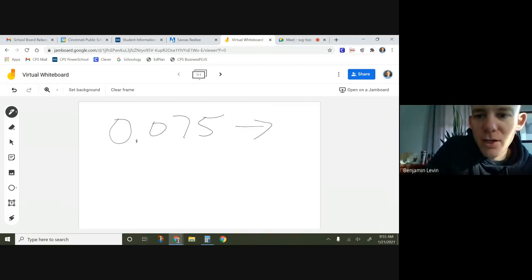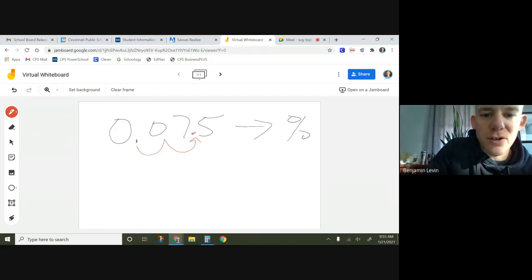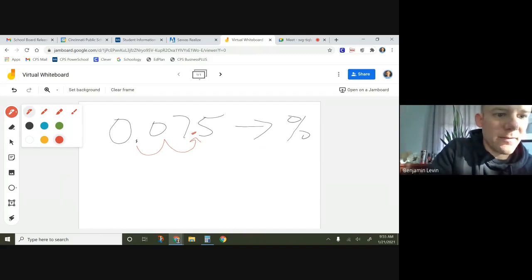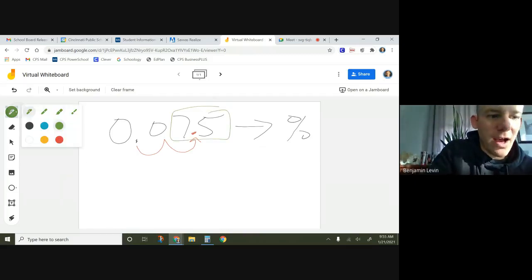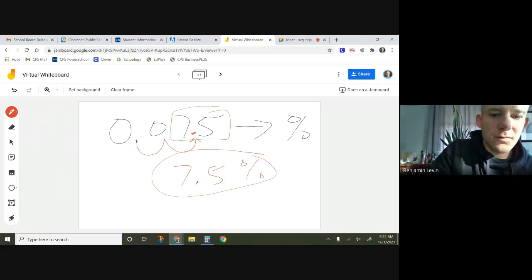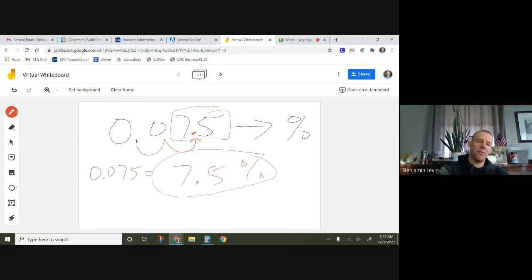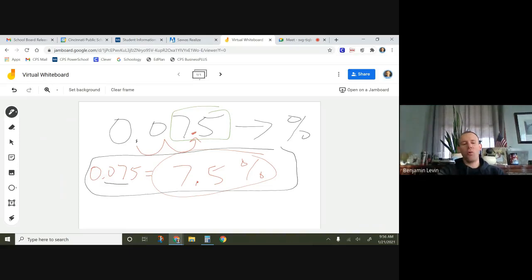If I go here and clear this, and I go 0.075, and I want to make it into a percent, well, what do I got to do? Move the decimal place over 2 spots, so then we get 7.5%. So this decimal, 0.075, equals 7.5%. These are the same thing. Two different ways of writing the exact same thing. 7.5% is the same as the decimal 0.075. All right.